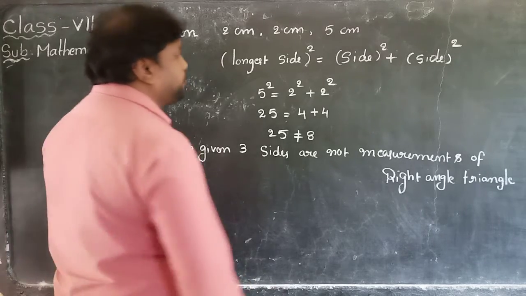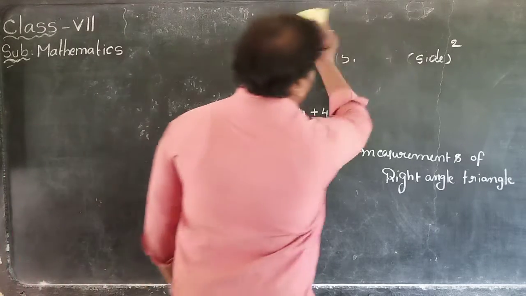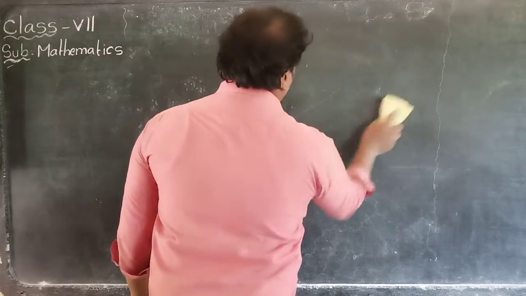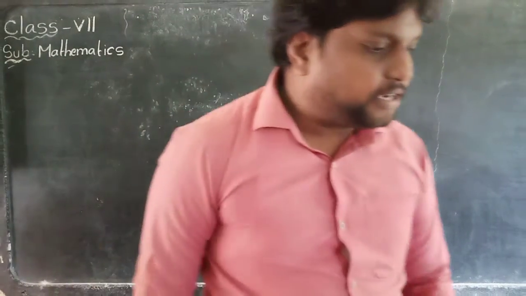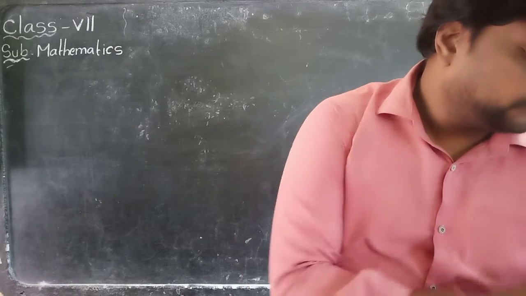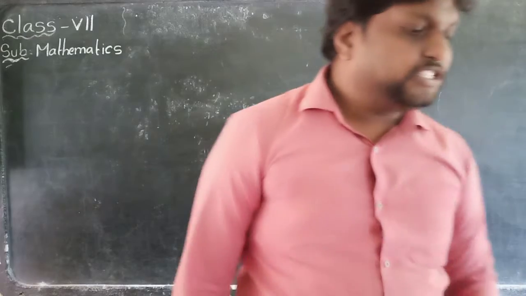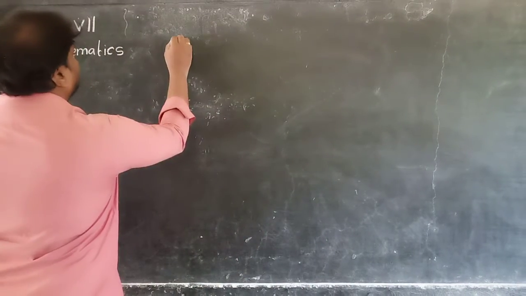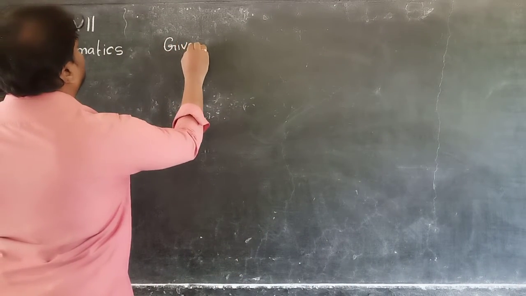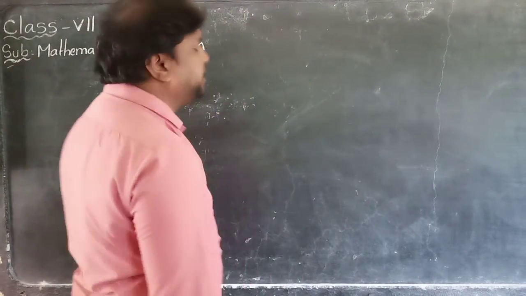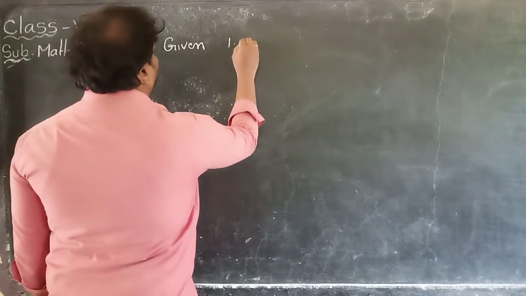Now we'll check one more problem. Now I will take a decimal problem. Third one I will check. What is the first measurement? It is 1.5 centimeter, 2 centimeter, and 2.5 centimeter.